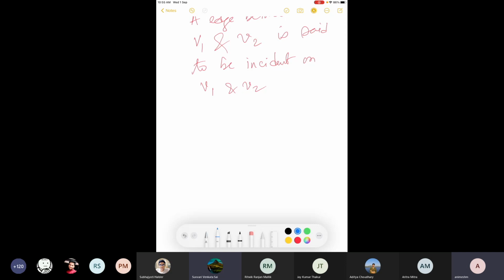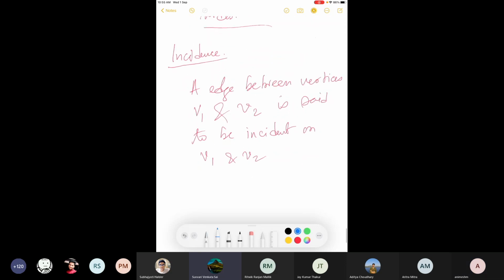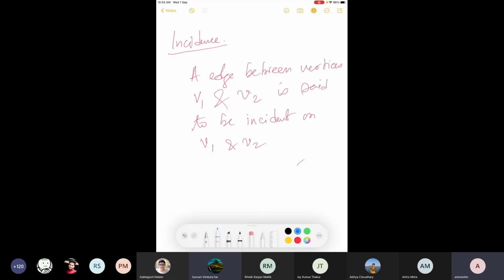Sir, is incidence a synonym of edge? No, not a synonym of edge. Say this is an edge, so this is like an incident ray. Sometimes an edge is also called a ray. So basically, this edge E1 is said to be incident on the node A. This is what incidence is. Sir, if it is outgoing, then also we call it incident? This is for an undirected graph only.